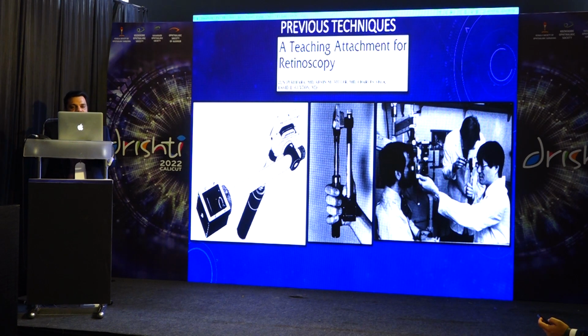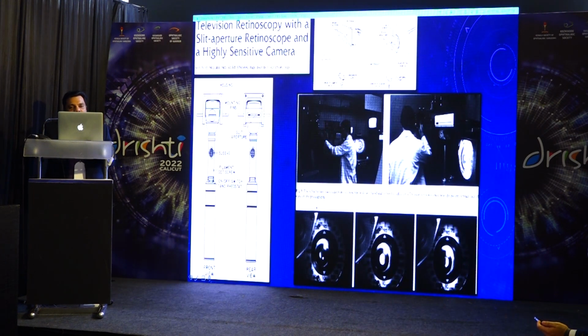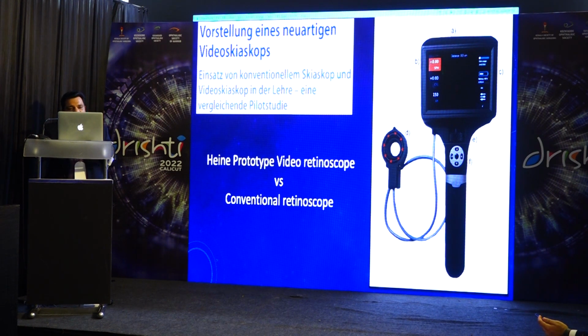So previous techniques have used a teaching attachment onto the retinoscope. This one by Welch Allyn utilized another tube attached to the retinoscope, and then one observer will see through the pinhole and the other observer will see through the side scope. In another, they put in a camera, connected it to a TV, and then you could observe the reflexes directly on the television. Heine have developed a prototype video retinoscope where you get the retinoscopic reflexes from the patient, and whatever reflex you get is imaged onto the screen.